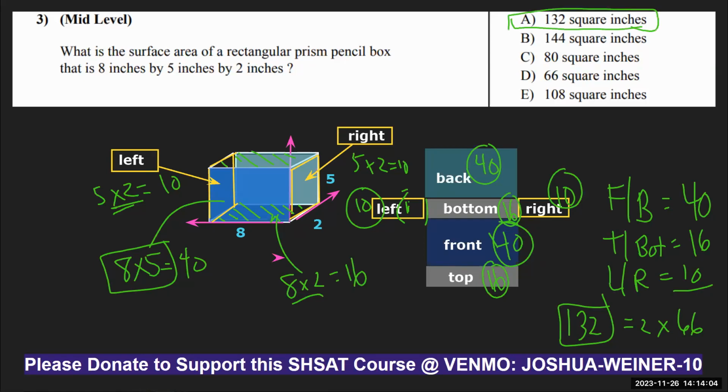So the correct answer would be A. The surface area, or the amount of paper to wrap the box, is 132 inches squared.